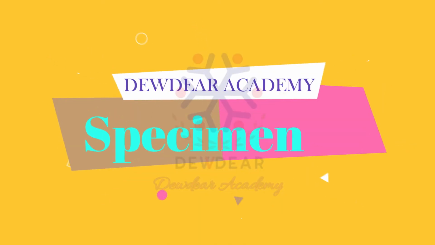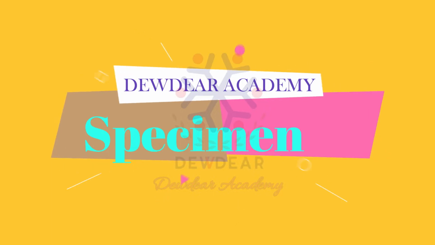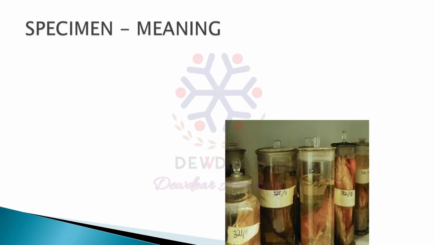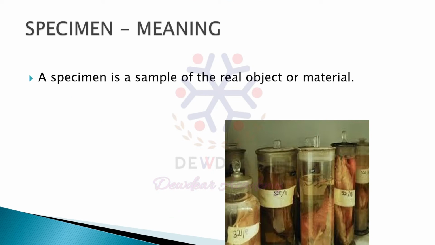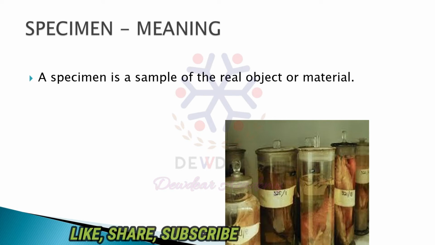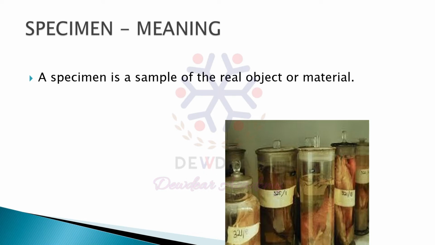In this video, I am discussing a topic from education. The topic is specimen. First is the meaning of specimen. It is a sample of the real object or material. That's an important point. Example: a section of lung is an example of a specimen.